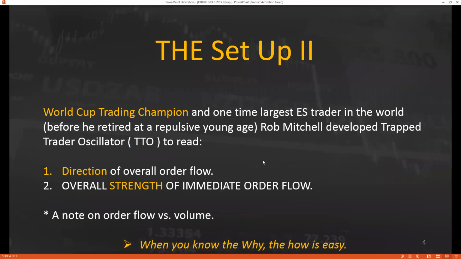World Cup trading champion and one-time largest E-mini trader in the world before he retired at a repulsively young age. Now, that's my opinion. That's not everybody's opinion. But Rob Mitchell developed Trap Trader Oscillator to read direction of order flow. That's incredibly important. And then the overall strength of immediate order flow would be even more important.